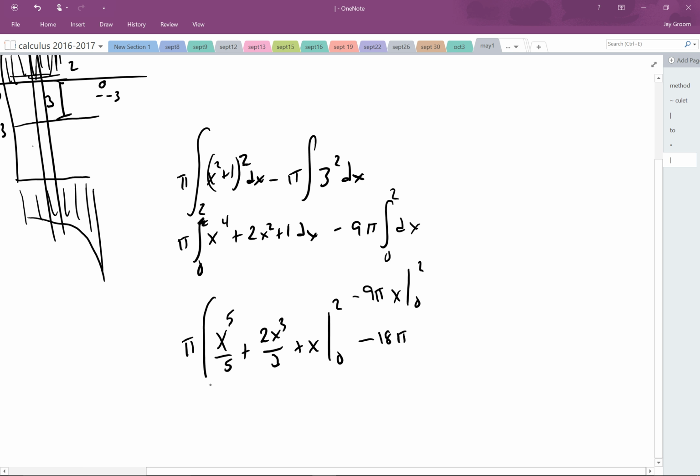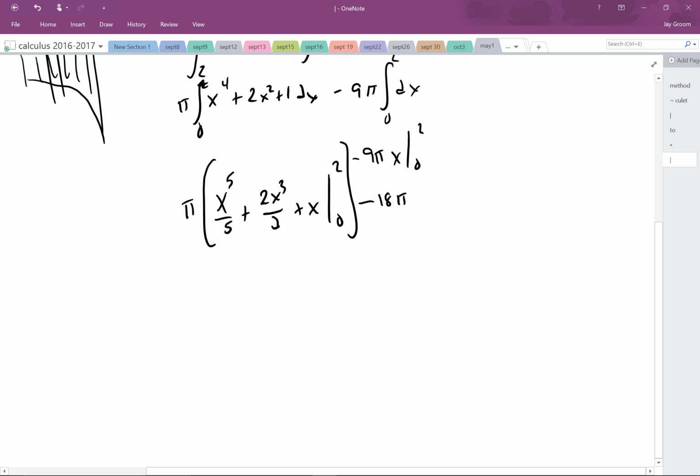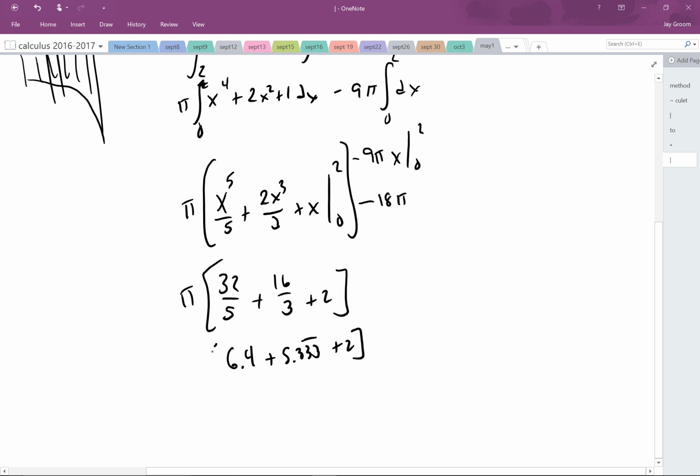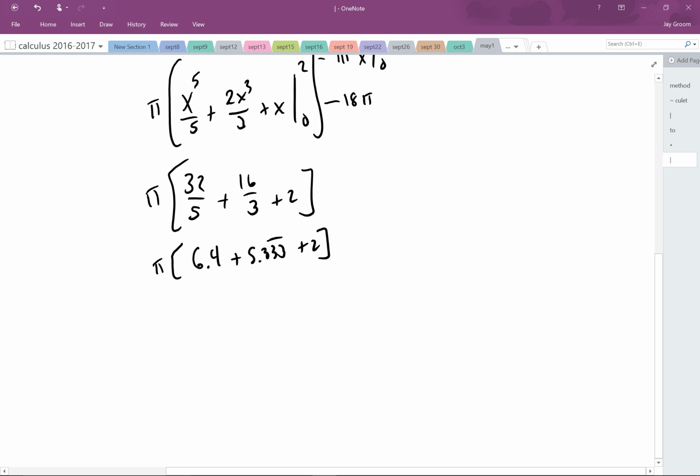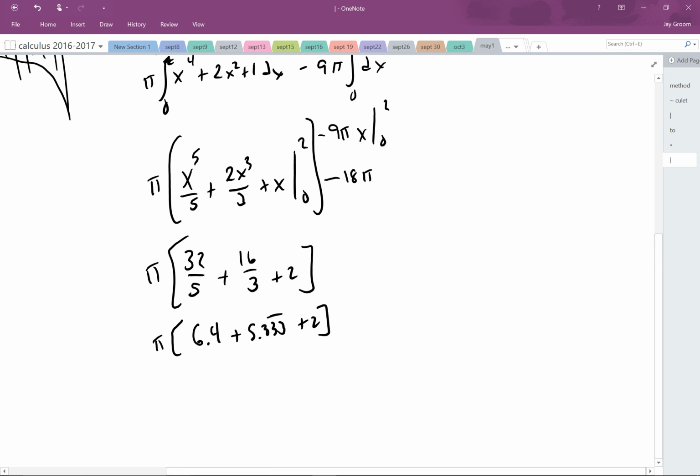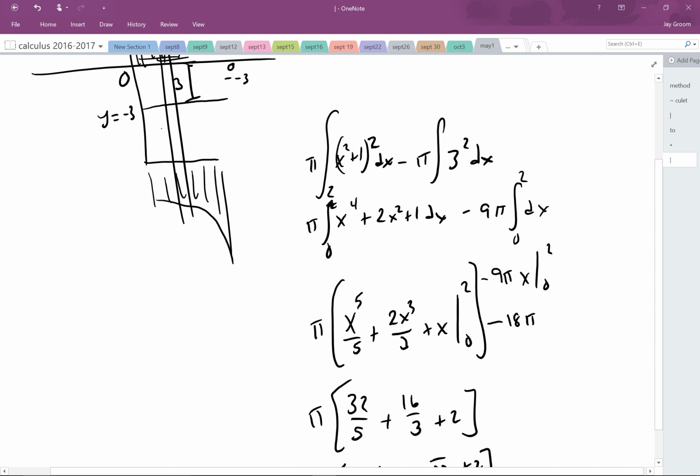So 32 fifths plus 16 thirds plus 2. This is 6.4 plus 5.333 plus 2, all times pi, minus 18 pi. Uh-oh. We might have an issue. Maybe I should quit screwing around and pay attention.